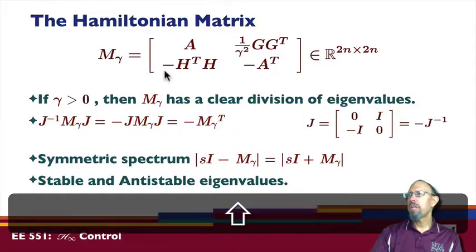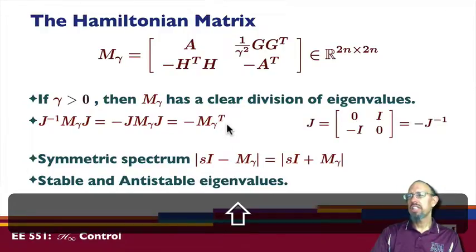Again, the Hamiltonian matrix is given by this expression. It's a 2n by 2n matrix. It involves A, G, and H, and gamma. It's a function of gamma. So for gamma positive, this matrix has a clear division of eigenvalues. To see that, we notice that if we do a similarity transformation on this matrix, remember, a similarity transformation does not change the eigenvalues. It just rearranges the states associated with that. So we can go through and show that this is equal to this, which is equal to this.